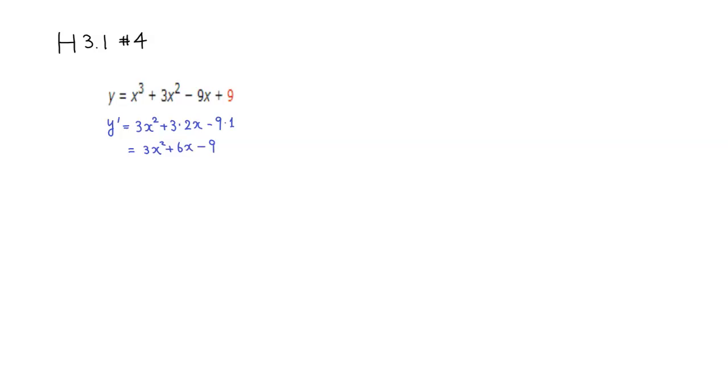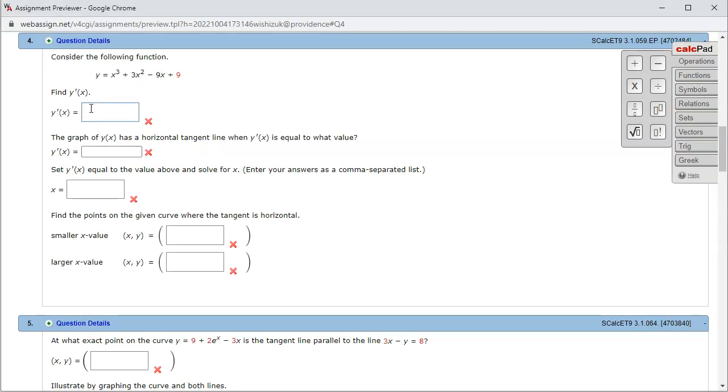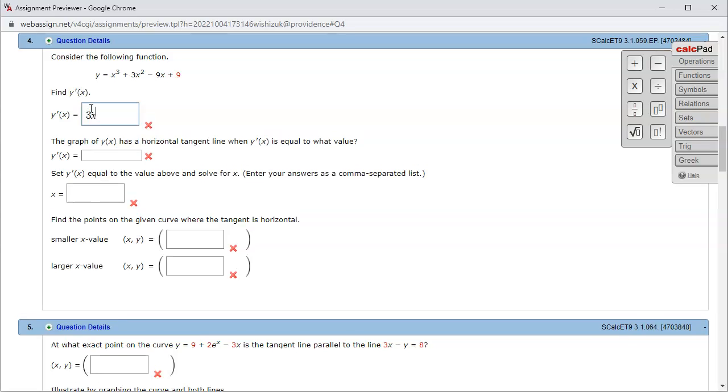Alright, so let's type it in. We have 3x squared plus 6x minus 9.